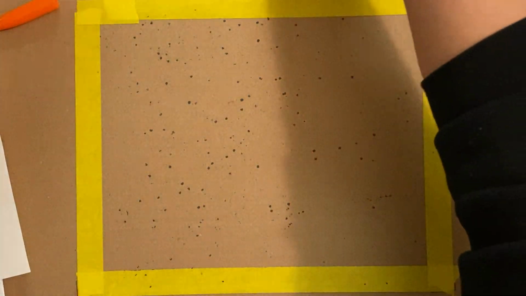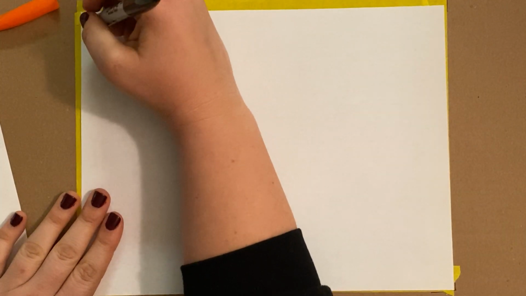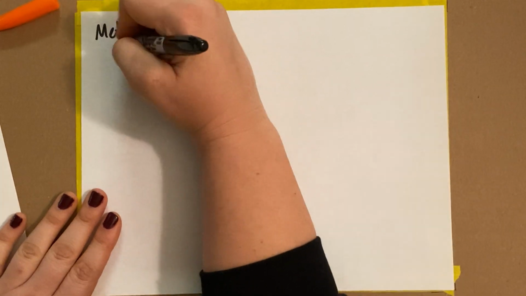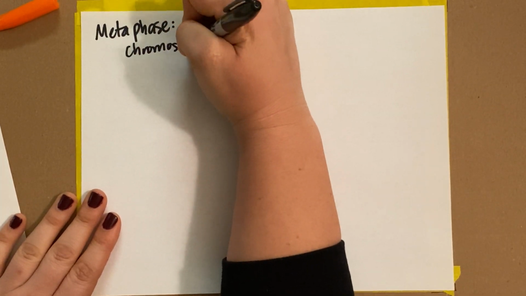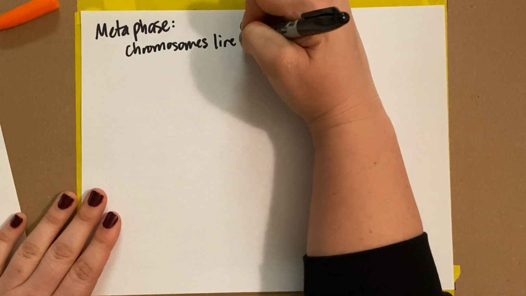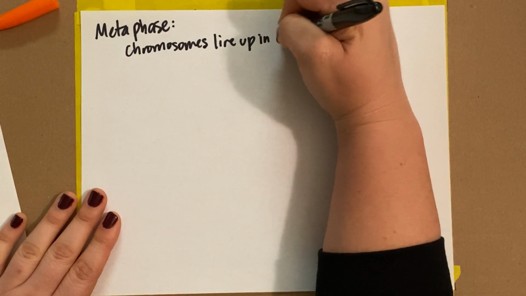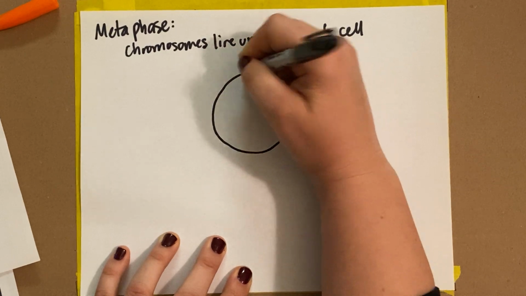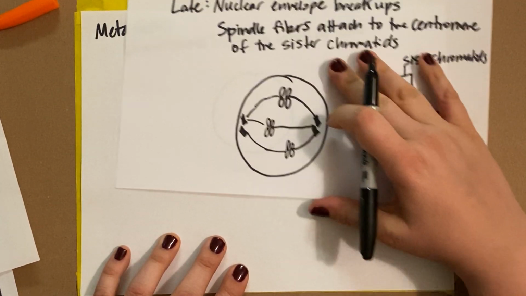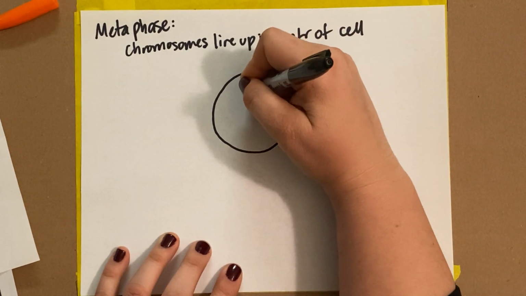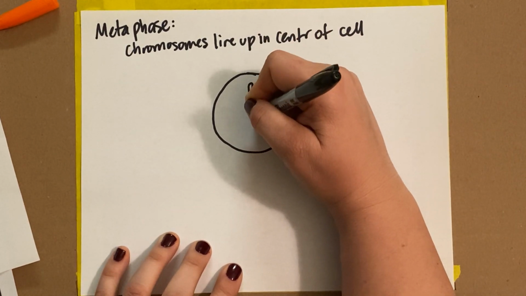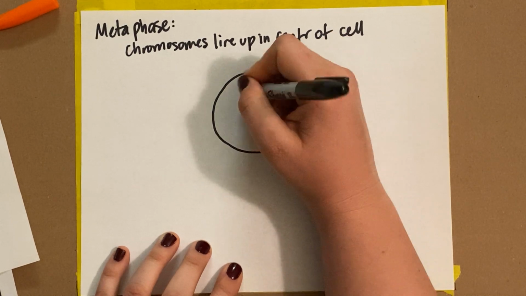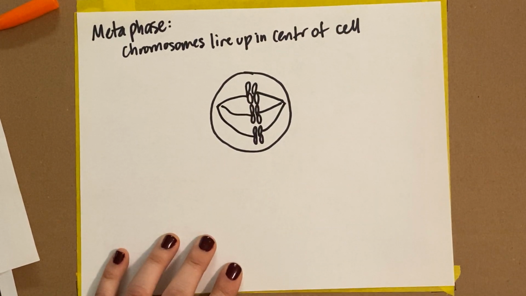Now moving on, we're going to go into the next stage, which is called metaphase. And the main thing that happens during metaphase is that the chromosomes line up in the middle, in the center of the cell. Okay, so if we look at this, previously they were kind of off to the sides. Now all of the chromosomes are going to line up in the middle. The spindle fibers are going to be attached to the sister chromatids. Okay, and so this would be metaphase.